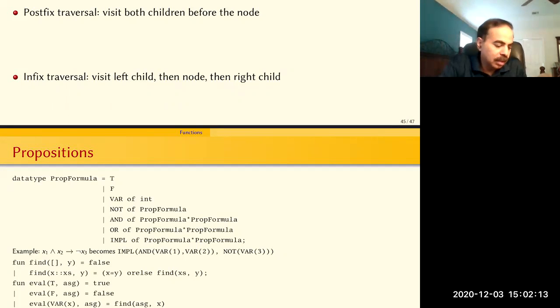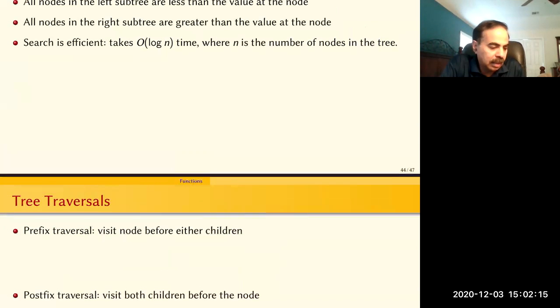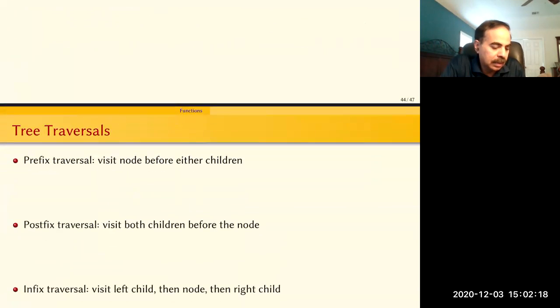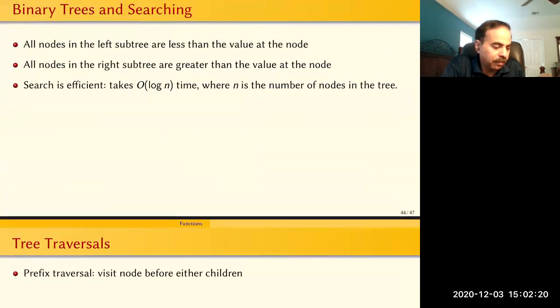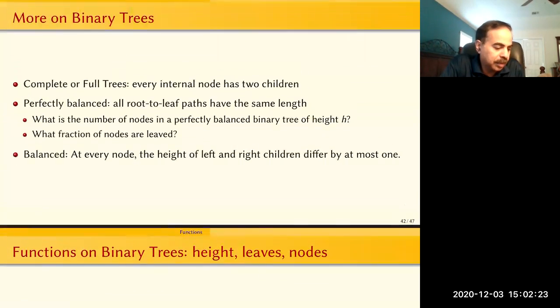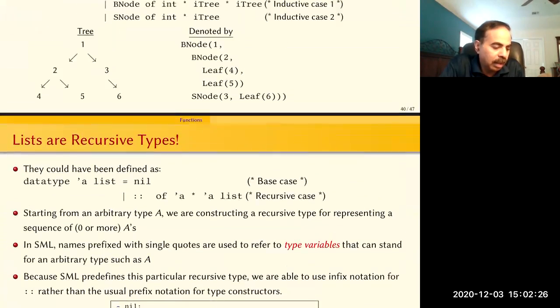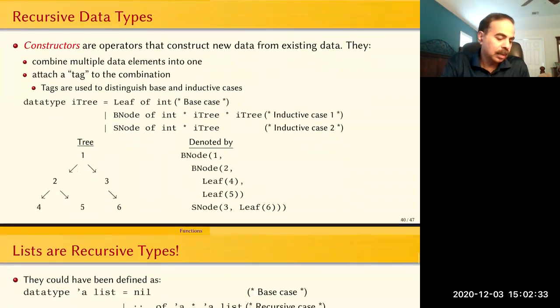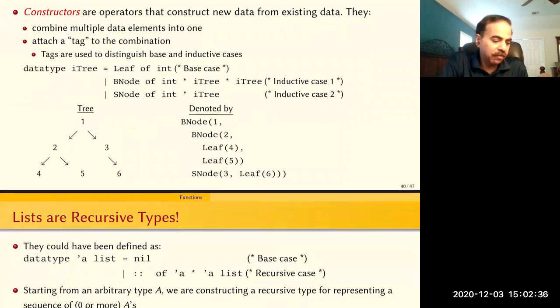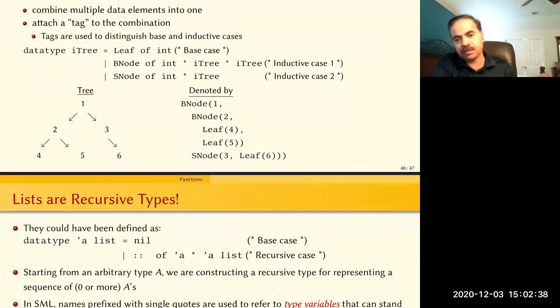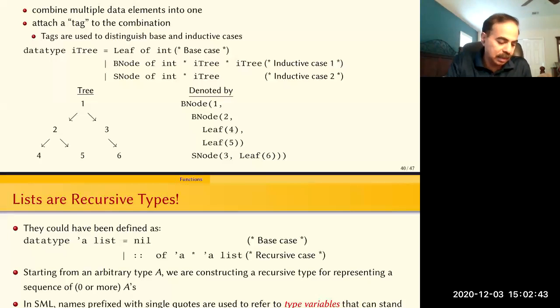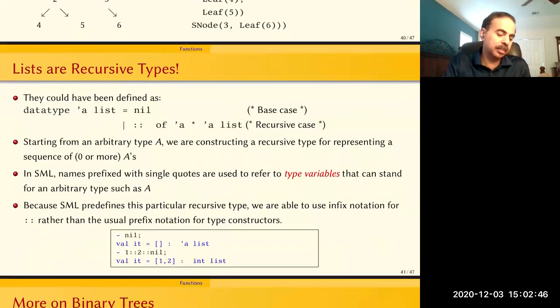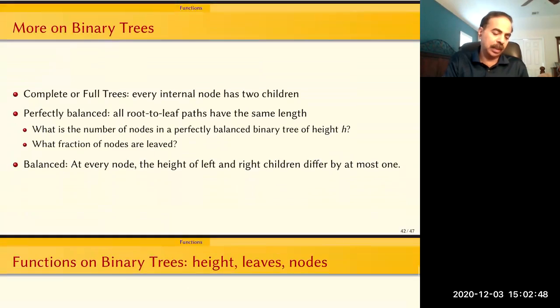So in the last lecture, we were discussing how to define new data types, and in particular, we looked at a way of representing binary trees, and we also looked at how binary trees can be used for efficient searching, and we looked at some of the properties of balanced binary trees, such as the height being logarithmic in the number of nodes in the tree.